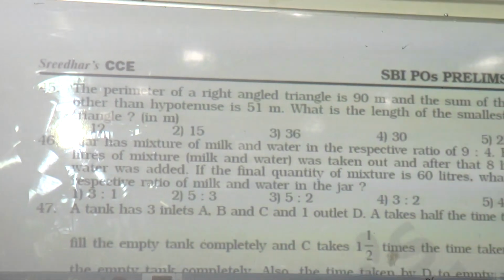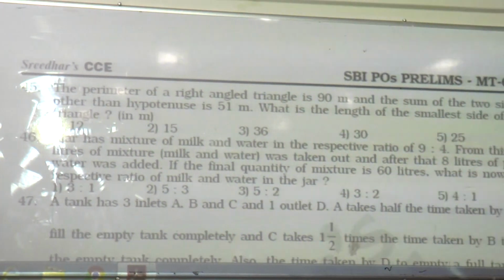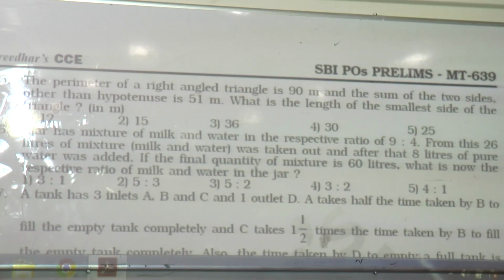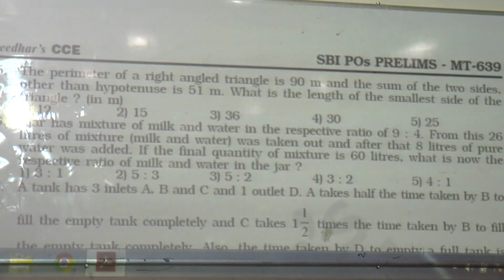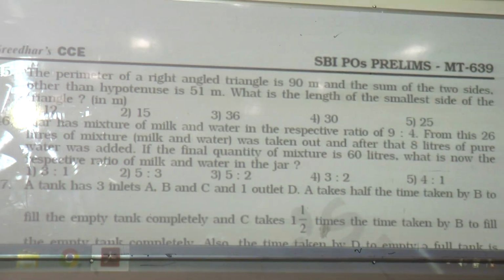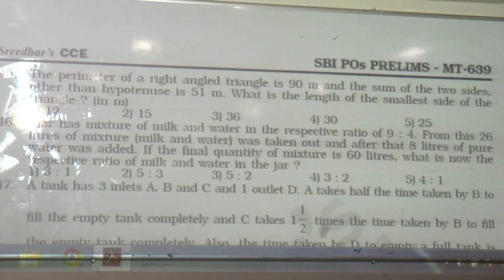Next, 45. The perimeter of a right-angled triangle is 90 meters and the sum of two sides other than hypotenuse is 51. What is the length of the smallest side of the triangle? Okay.